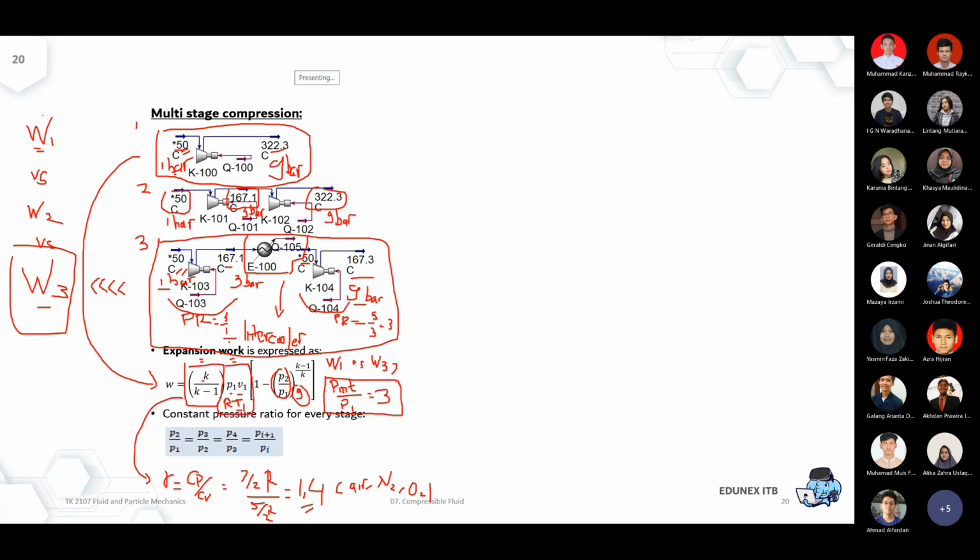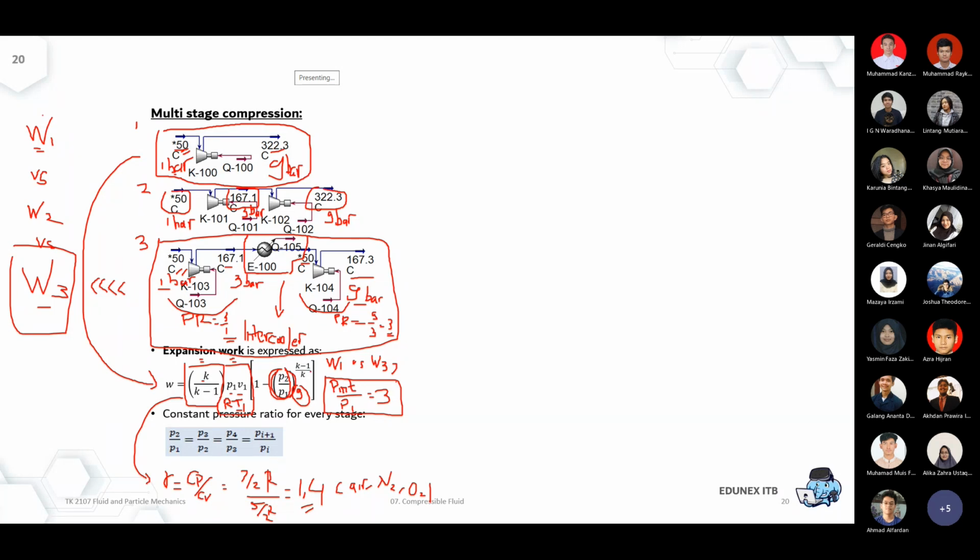So that's the approach. We want to keep the pressure ratio as close as possible. Why? Because we want to split the duty to be equal. Okay, and the duty in the compressor again is a function of pressure ratio instead of a delta P. Okay, so we want to make sure the intermediate pressure gives us equal pressure ratio in the first stage and the second stage.